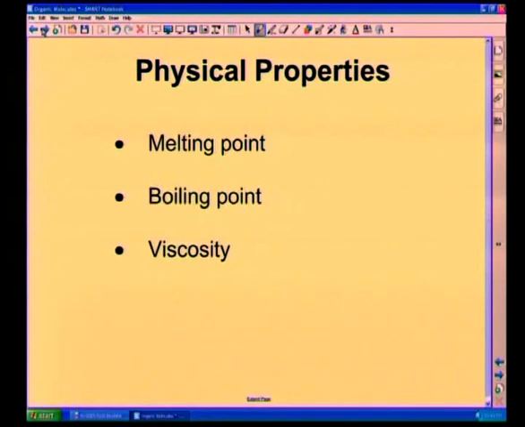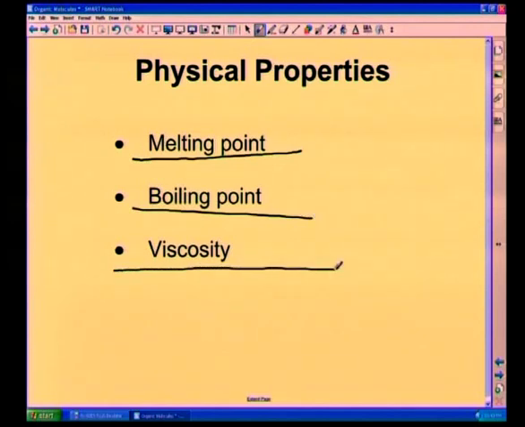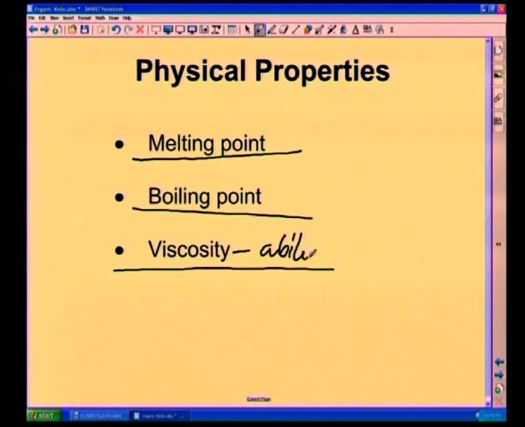Okay, now let's move on to talk about the physical properties of organic molecules, the hydrocarbons. We can talk here about their melting points. At what point do they melt? We can talk about their boiling points. At what points do they boil? We can also talk about their viscosity. Now, this is one nice term. What is viscosity? The ability of a liquid substance to flow, okay? Ability of a liquid substance to flow.